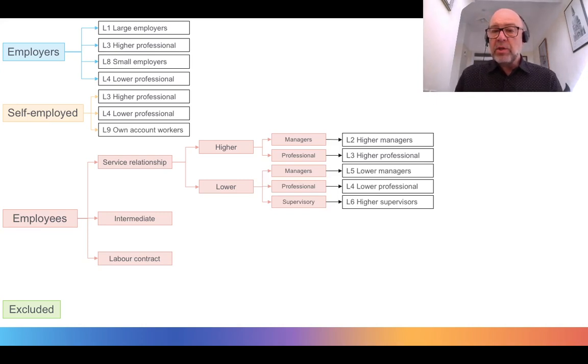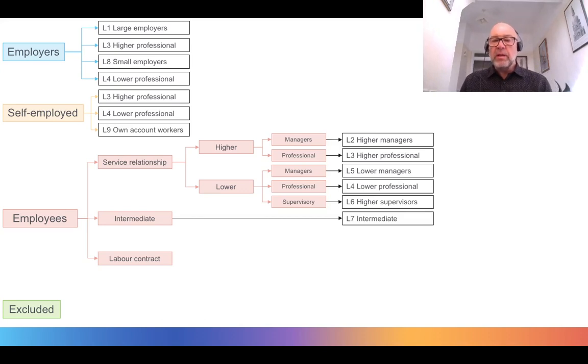lower managerial occupations go to L5, lower professional occupations to L4, and then higher supervisors, they go to L6, and the supervisors in L6 normally supervise employees who have an intermediate form of employment relationships, and they here are in L7, so the employees are in L7 and their supervisors are in L6.